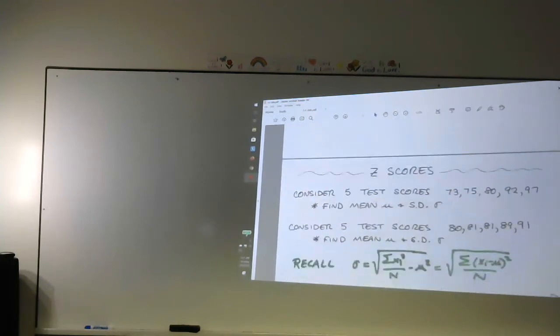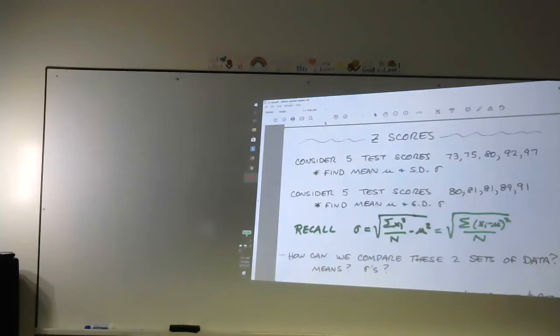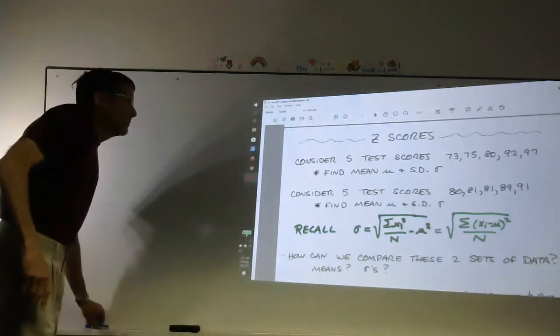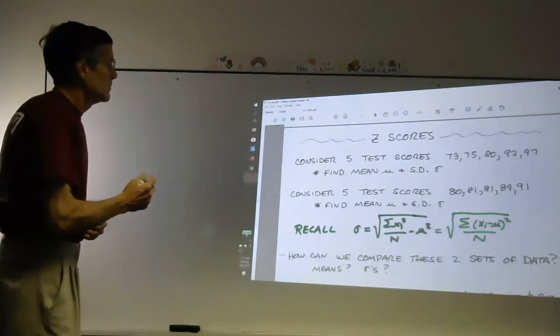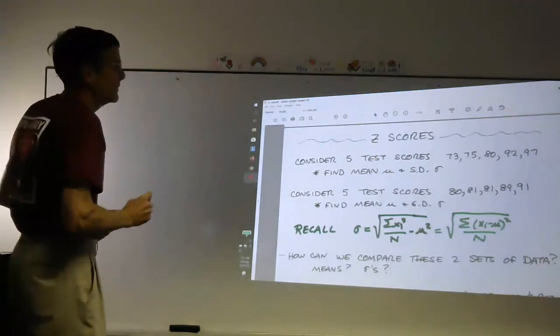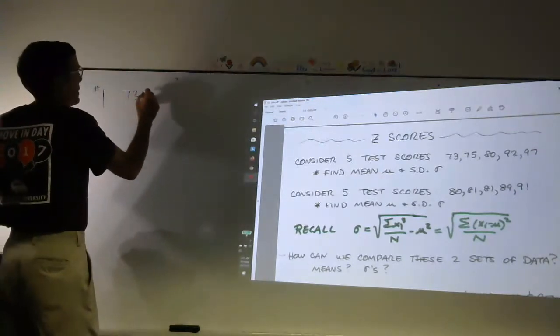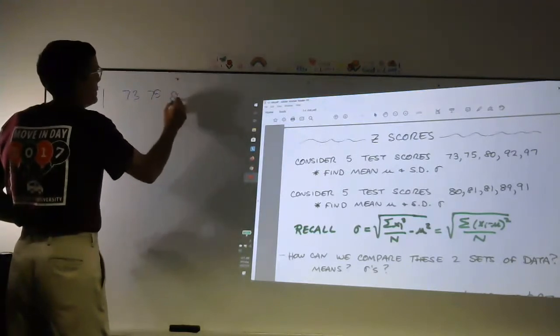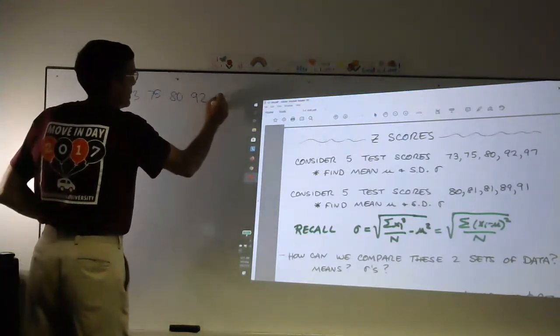Okay, so now we get to probably one of the most important things in all of statistics, z-scores. You will spend more time doing z-tests than anything else in statistics. All right, so let's get started here. We have 5 test scores, okay? So let's call this data number 1. We have 73, 75, 80, 92, and 97.